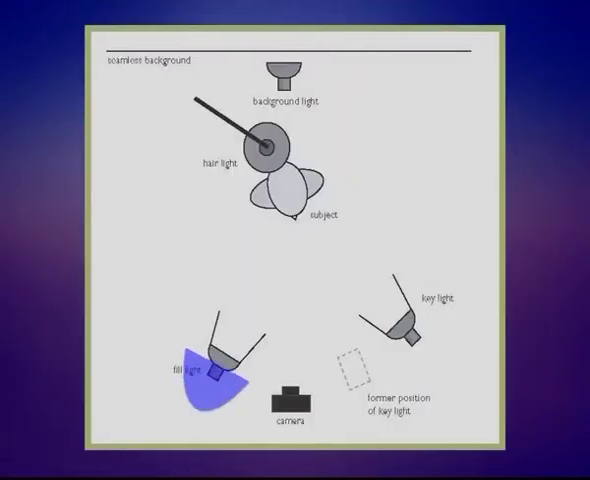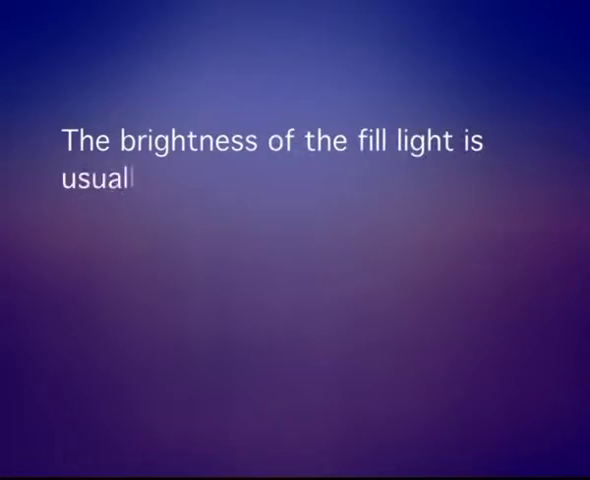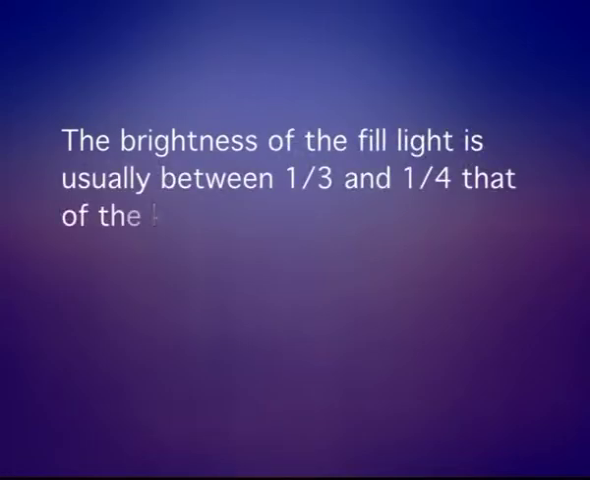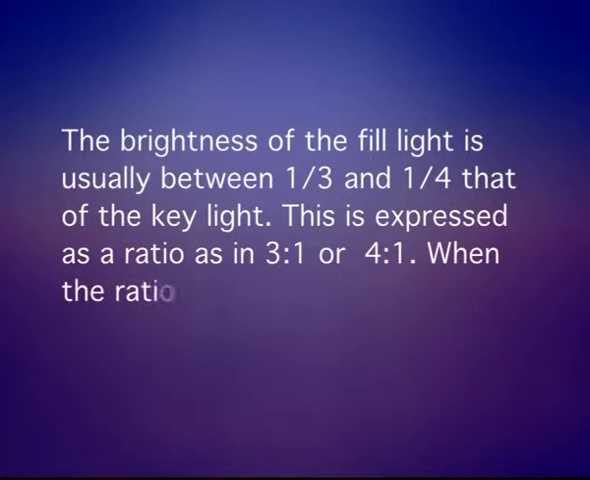Placed opposite the key light, the fill light fills in or softens the shadows on the opposite side of the face. The brightness of the fill light is usually between 1/3 and 1/4 that of the key light. This is expressed as a ratio as in 3:1 or 4:1.